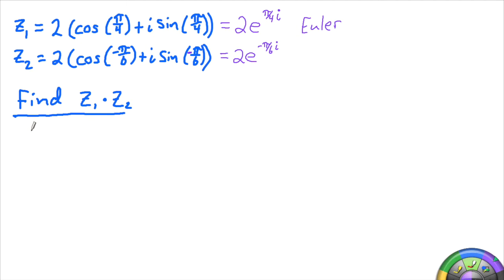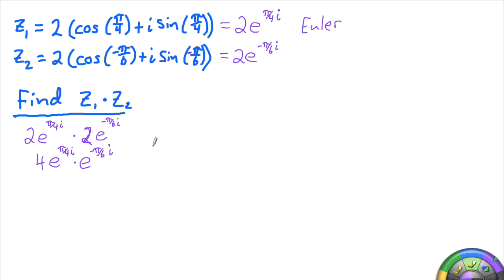So if I do Z1 times Z2, then I get 2 times e to the pi over 4i times 2 times e to the negative pi over 6i. Alright, so then the ideas of powers are going to kick in. So let's get the 2 times 2 out of the way. That becomes 4. And we're going to have e to the pi over 4i times e to the negative pi over 6i. And the laws of exponents say as long as your bases are exactly the same and you're multiplying them, then all you have to do is add the exponents.